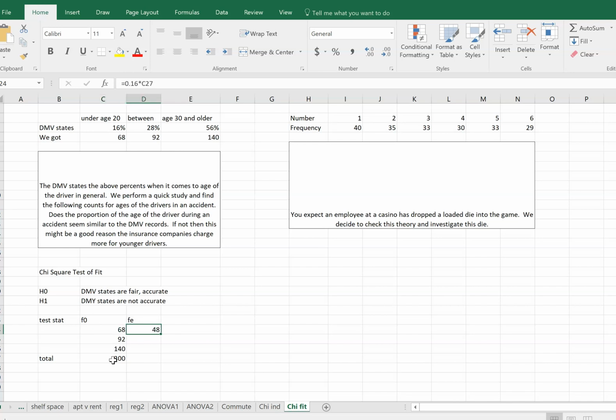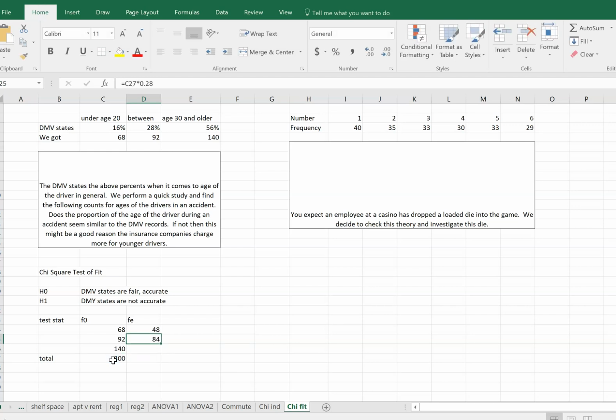And that, my friends, is the basis of the formula for the chi-square test of fit. We'll get to that in a second. First, I'm calculating FE, the expected frequencies. That's what FE stands for, the expected frequencies. Well, again, there are 300 people in your survey. I expect 28% of them if I believe in the DMV stats.